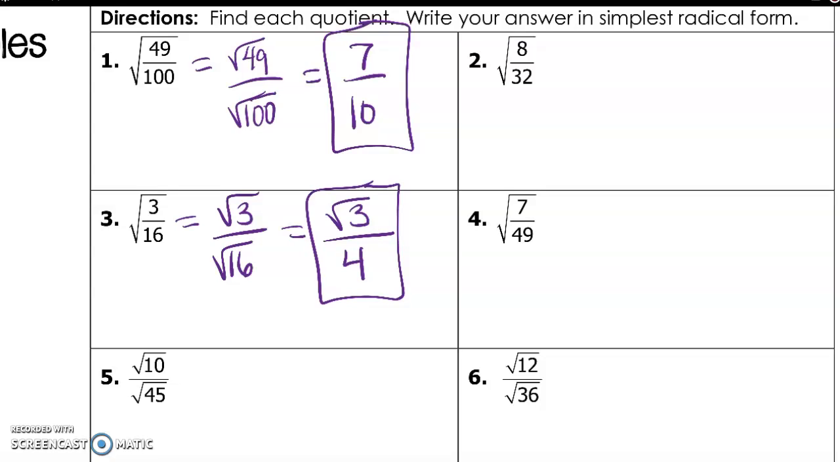To be considered simplified, you cannot have square roots in the bottom. So all of these problems, you should end up without a square root in the bottom, in the denominator.